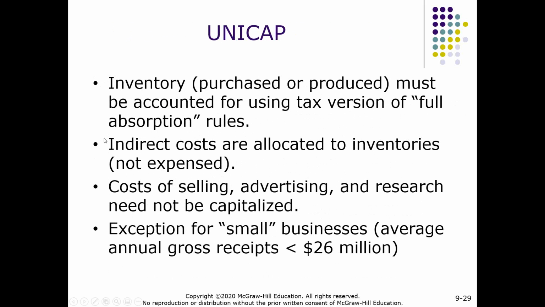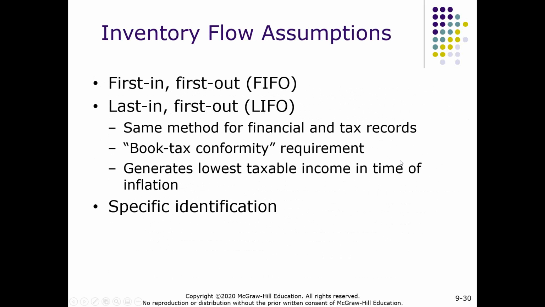UNICAP, these are the rules that we had talked about. Inventory under UNICAP must be accounted for using a full absorption rule. Indirect costs are allocated to inventories, not expensed. Cost of selling, advertising, and research need not be capitalized. And then there's an exception for small businesses: you don't have to follow UNICAP rules if you're under 26 million.